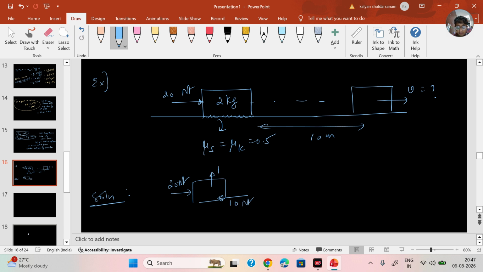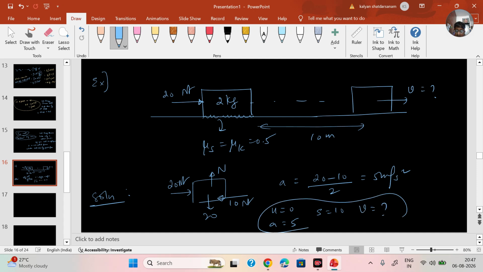And of course, there is normal contact force and mg. These are the forces. Since the block is accelerating only in the horizontal direction, the acceleration of the block is net force horizontally by mass. That is 5 meter per second square. Now, initial velocity of block is 0, acceleration is 5, displacement is 10, final velocity I want.